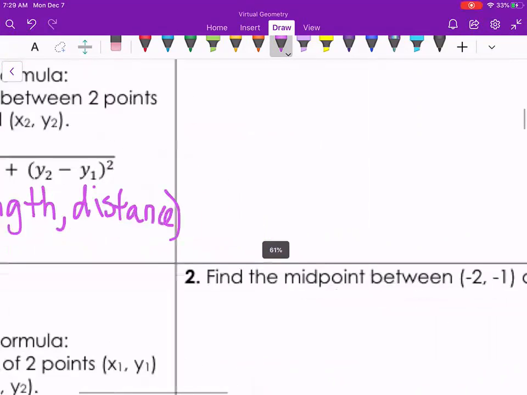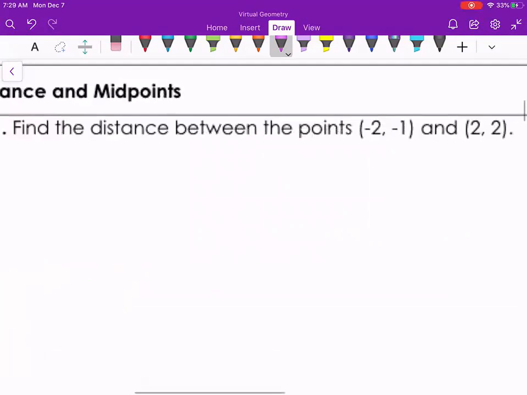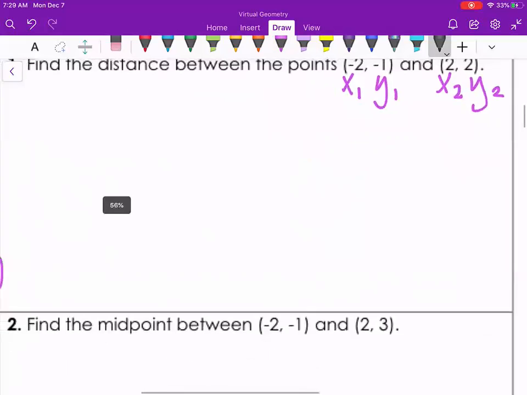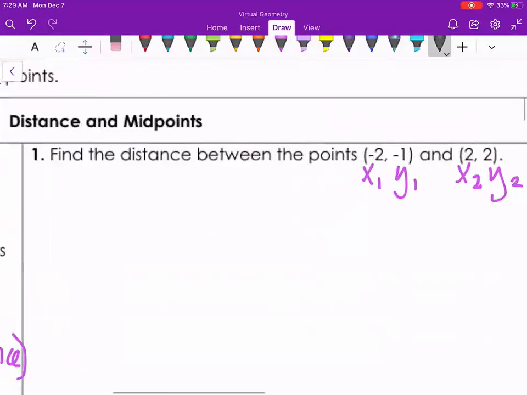So with that big square root, let's practice it real quick. Find the distance between these 2 points. Remember, we have to make sure we know which point is x1 and y1, which point is x2 and y2. Once we know the labeling, then we plug those values into the big square root formula. Oops, sorry, it's moving on me.